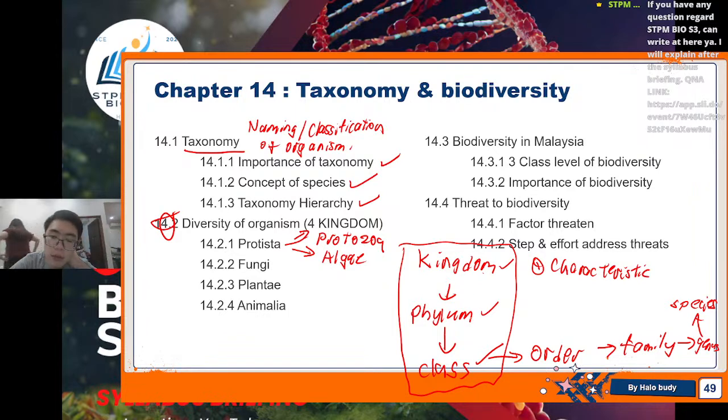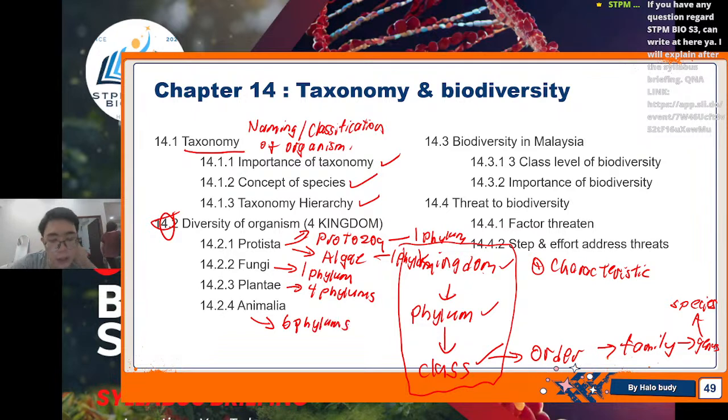Phylum is under kingdom, so there are many types of phylum. In Protista, if I'm not mistaken, for Protozoa you have one phylum to learn, and also algae you only have one phylum to learn, and fungi also you only have one phylum to learn. But Plantae and Animalia are very difficult lah. Plantae and Animalia have more phylum. Plantae has 4 phylums, and Animalia I think has 6 phylums you have to learn.